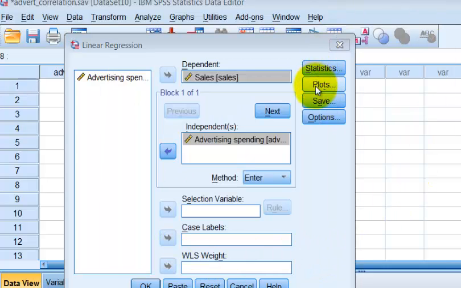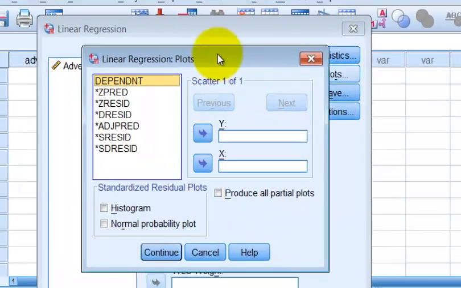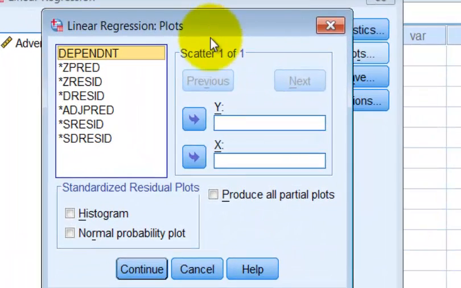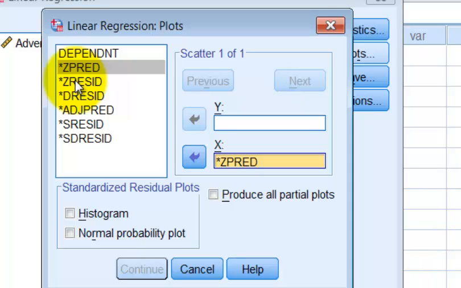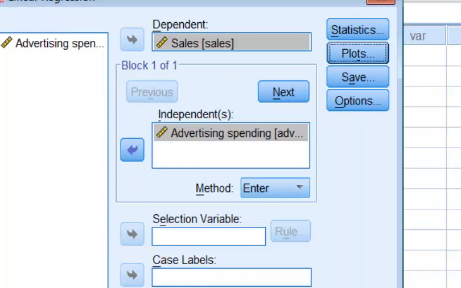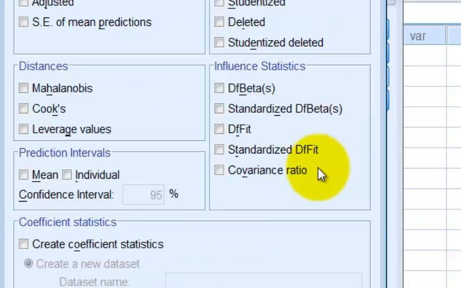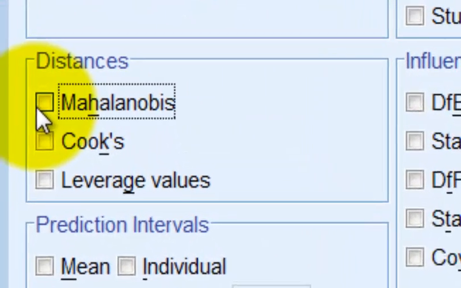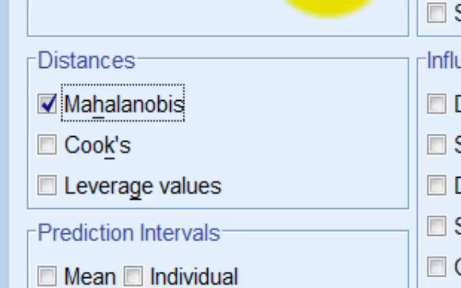Okay, we're going to go into plots. We still need to check on homoscedasticity. So we're going to get a Z pred, that's going to be our X, our Z residuals, that's always our Y. We always want the histogram. Okay, we're going to use the Mahalanobis to tell us if there's any significant outliers.